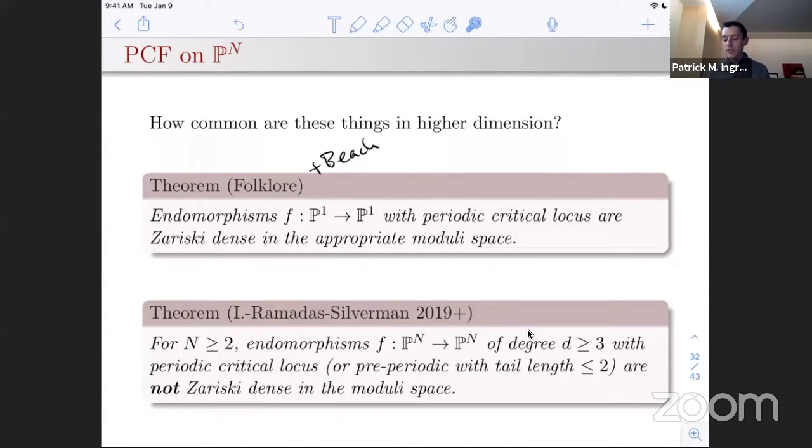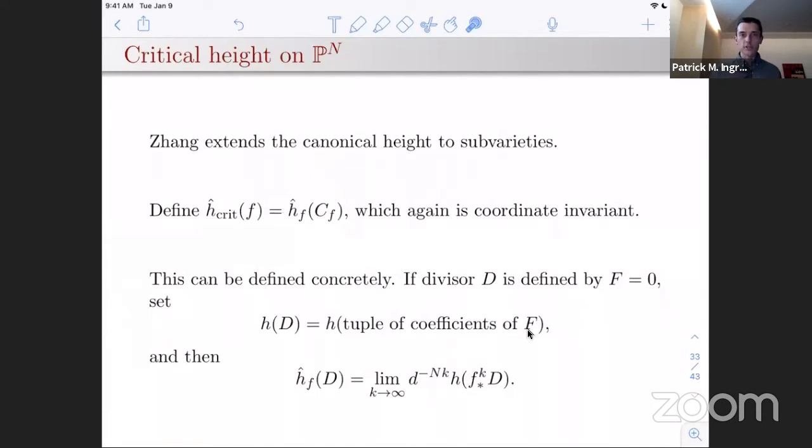And so there's some question about whether we should be thinking about characterizing the post-critically finite maps in particular, but this critical height is still an interesting quantity to look at on Pn. So the canonical height that I mentioned for points on P1, you can extend this, not so easily, but this was done by Shouwu Zhang for subvarieties. And so once you have a canonical height for subvarieties, there's a natural definition of the critical height of an endomorphism of Pn, right? So you can take just the canonical height of the critical divisor, and you can decide what you're going to do about multiplicities.